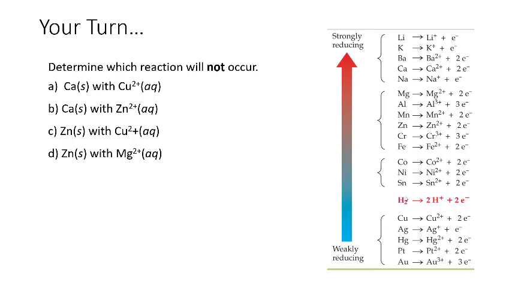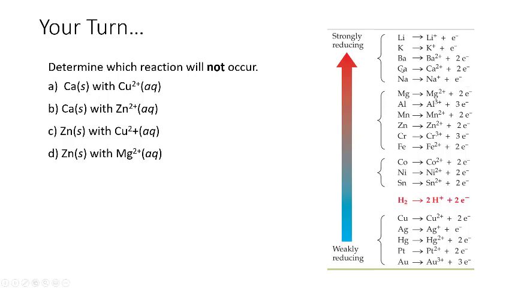The correct answer here is D. Let's take a look at each one. We have calcium solid, so we find calcium on our table, up here towards the top, and copper 2 plus. We're looking for which reaction will not occur. Calcium is on top, so that reaction is going to go from left to right. Copper is on the bottom, going from right to left. So calcium and copper are going to react.